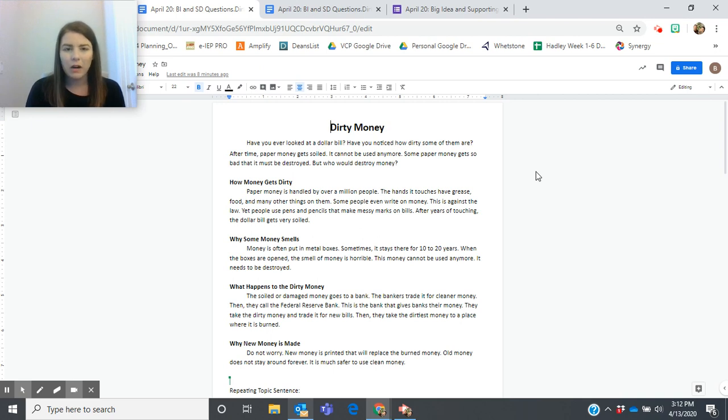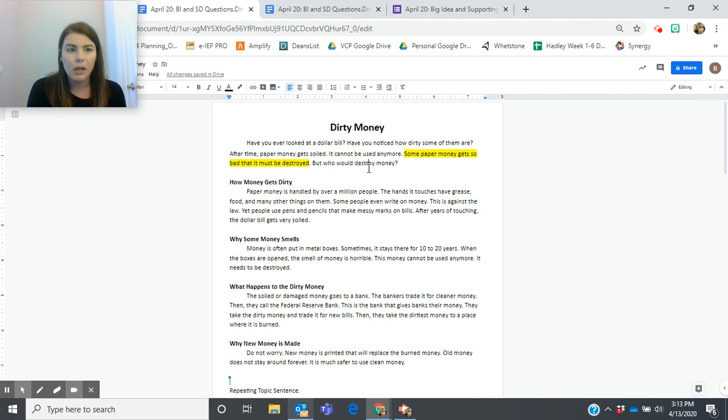What sentence in this paragraph is telling me what this paragraph is mostly about? Well, the sentence that I see here, some paper money gets so bad that it must be destroyed, is a sentence that lets me know what this paragraph is mostly about. It's telling me that sometimes the paper money gets so dirty that it has to be destroyed. Let's read to the next paragraph.